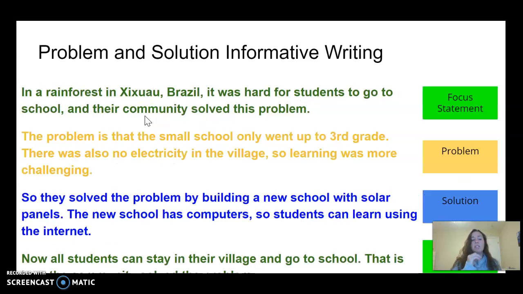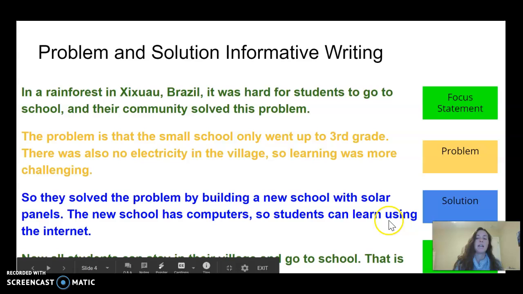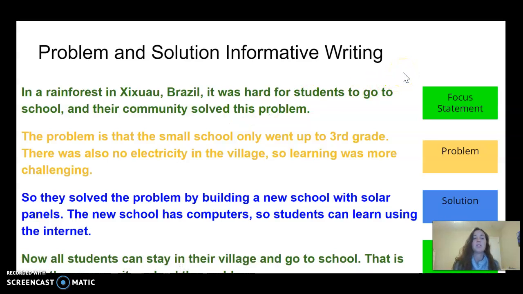Then we put these together into a paragraph. I'll read you this example writing, and we'll really look into these last 2 parts, the solution and conclusion, today. In a rainforest in Brazil, it was hard for students to go to school, and their community solved this problem. The problem is that the small school only went up to 3rd grade. There was also no electricity in the village, so learning was more challenging. So they solved the problem by building a new school with solar panels. The new school has computers so students can learn using the internet. Now, all students can stay in their village and go to school. That is how the community solved their problem.